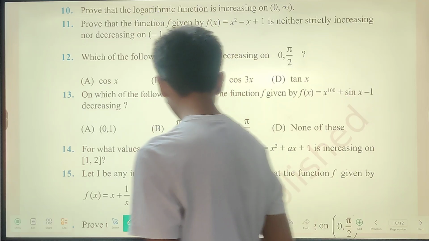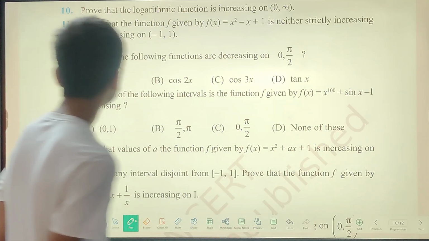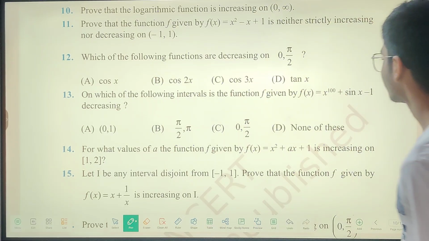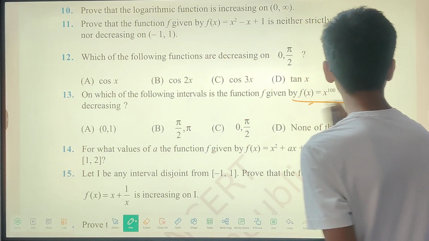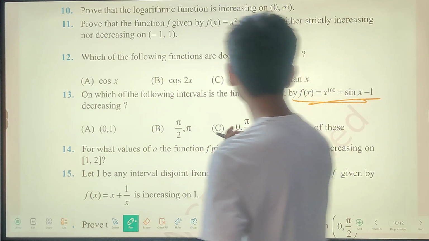Even there are still some other points that we will be seeing in part 2. Okay, so with 13 sums we shall end. On which of the following intervals is the function f given by f decreasing? This you have to see. So in which interval is this decreasing?